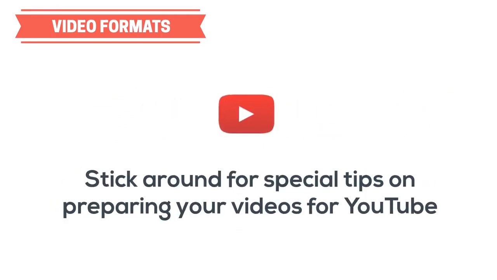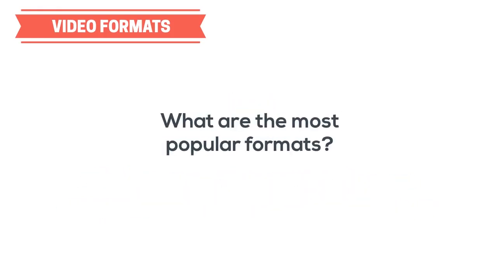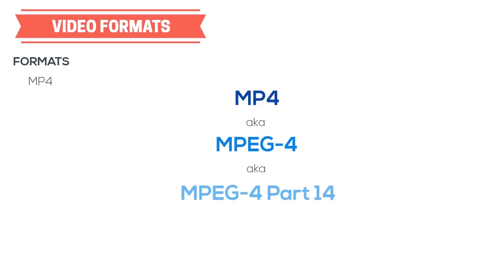Also, stick around until the end of this video for special tips on getting the best quality for your YouTube uploads by using the right formats, codecs, and settings. Let's start by covering some of the most popular formats. The first format we'll look at is MP4, more specifically MPEG-4, and even more specifically MPEG-4 Part 14.